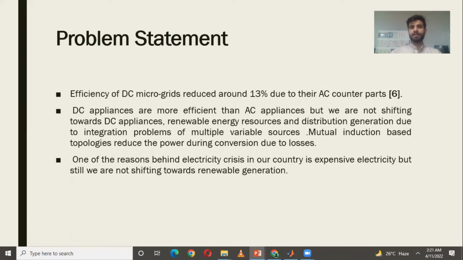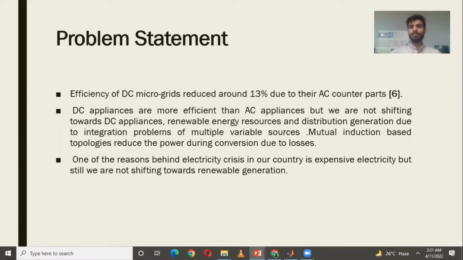So in the problem statement, we have seen many projects involving AC and DC at the same time. If we involve AC counterparts in DC microgrids, the efficiency of DC microgrids is reduced by up to 13% due to their AC counterparts. So that's why we only prefer DC.